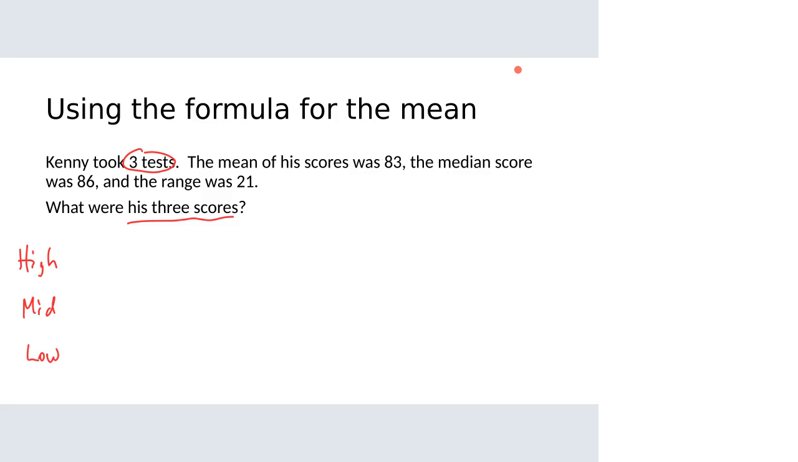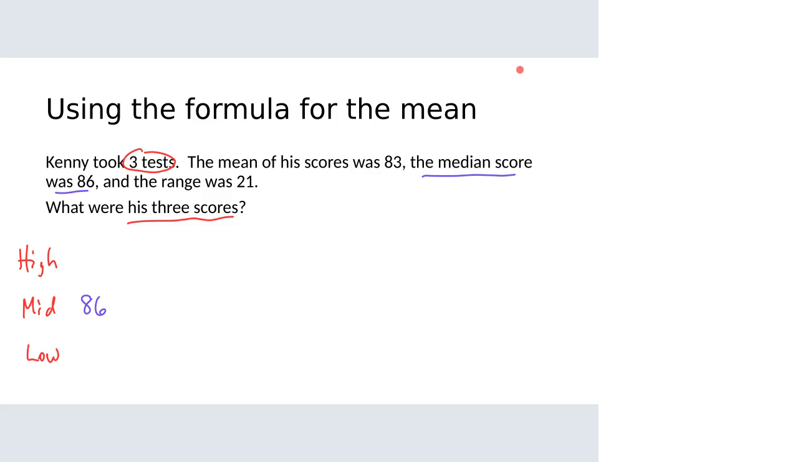Perfect, Jennifer. Thank you, Shelby. That's exactly right. We know that the median score was 86, so we can put that 86 right here already for sure. If you tell me the median's 86 and there's 3 of them, that has to be the one in the middle. So his middle score is an 86. All right. I need to know all 3 scores though.